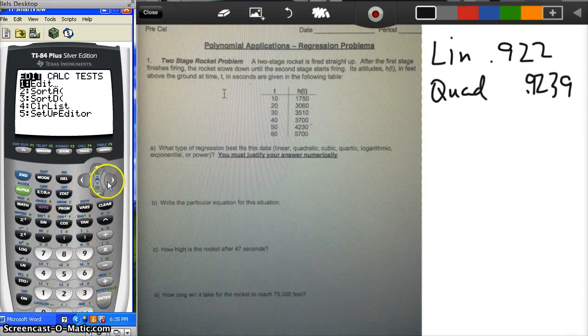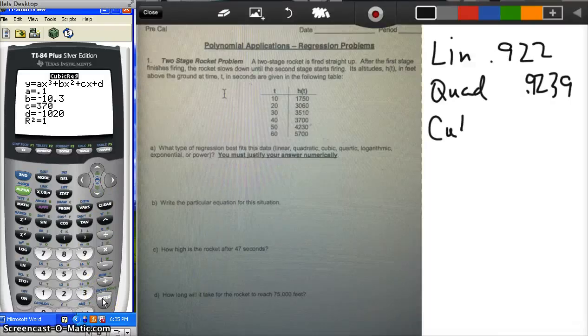We do the same thing, stat calc, choose number 6 for cubic, go down to calculate, hit enter. Okay, so for the cubic, we see I have an r² value of 1.